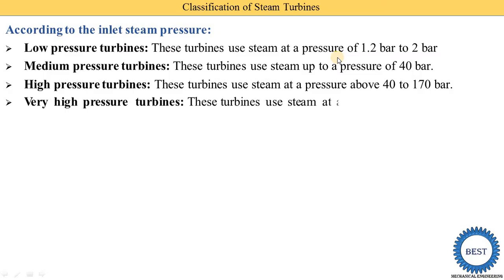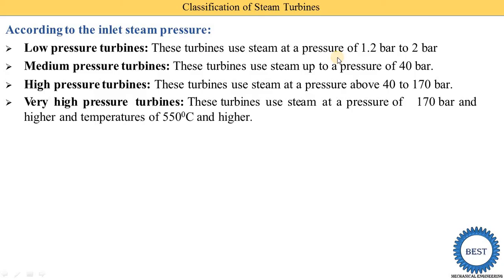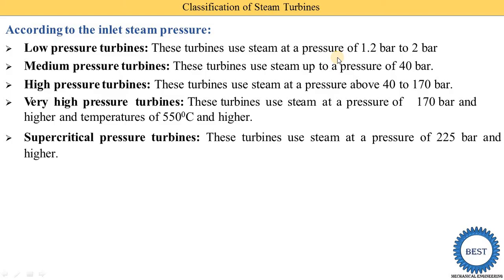Fourth one is the very high pressure turbine. These turbines use steam at a pressure of 170 bar and higher, with a temperature of 550 degrees centigrade. And last one is the supercritical pressure turbine.